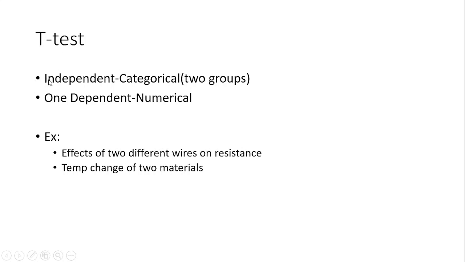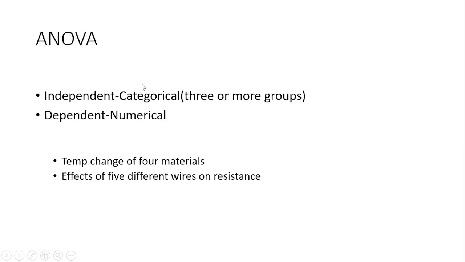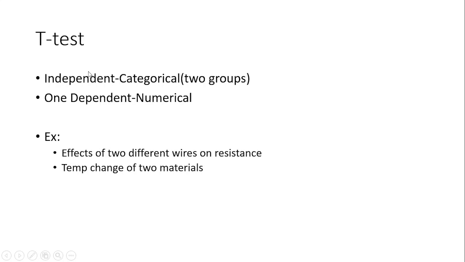So in your one independent variable, you have categorical. It has to be categorical, and it should be two groups. If it has 3 or more groups, it's ANOVA. If it has 2 groups, it's t-test. And your dependent variable, you need to have just one. For t-test, it's numerical. It should be numerical. Let's see the examples and let me explain here.